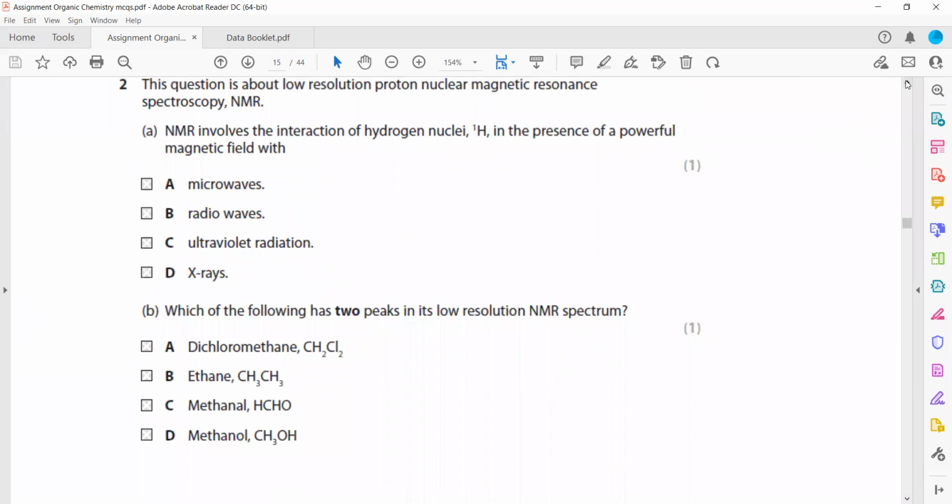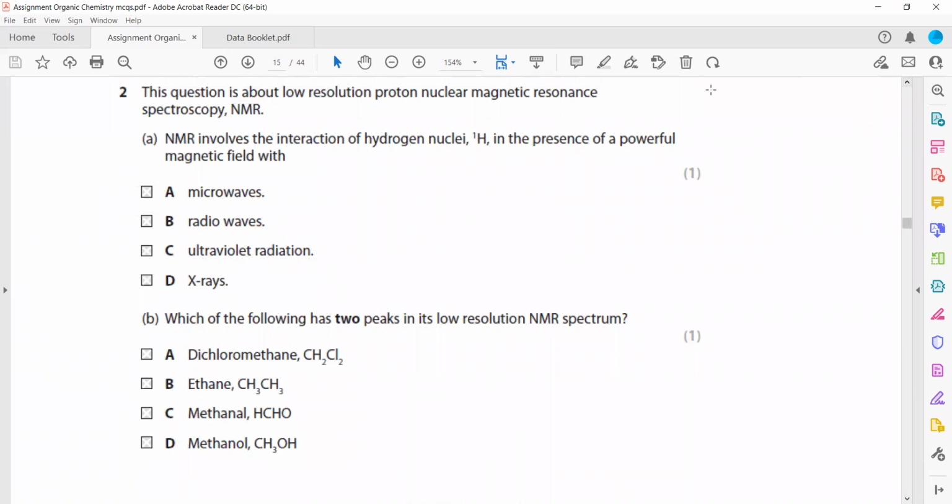This question is about low resolution proton magnetic resonance spectroscopy, nuclear magnetic resonance spectroscopy, which involves hydrogen nuclei in the presence of a powerful magnetic field. So which kind of radiation do we use? Radio waves. So the hydrogen nucleus or proton absorbs this and it changes the spin, which changes the magnetic field. Which of the following has two peaks in low resolution NMR?